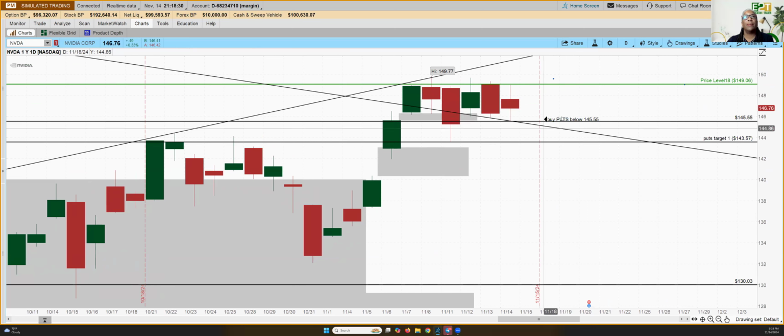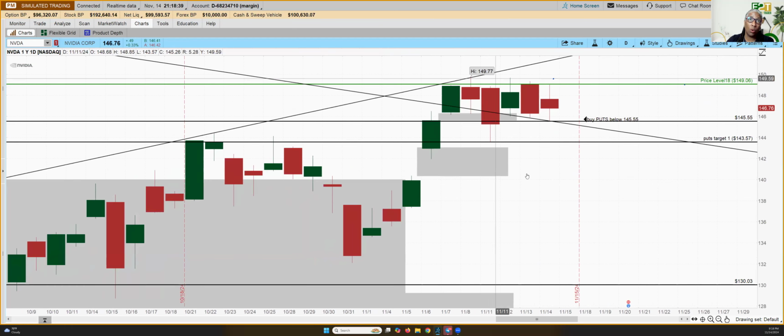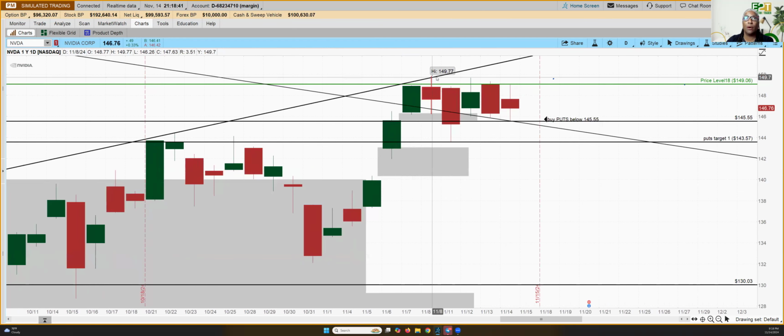So a debit spread would be just like a put debit spread, believing it's going down. If you thought it was going up, NVIDIA could continue to go up because that's what it does, but it needs to get above 149.77 before you did anything, because we're basically at price discovery at this point.